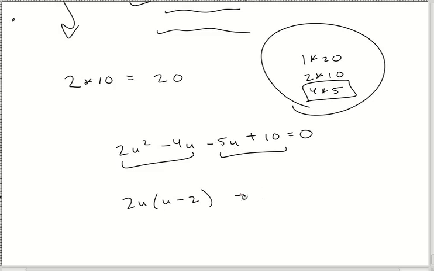Notice that I have to pull out a minus sign here somehow, because you must have these the same. They have to be the same.